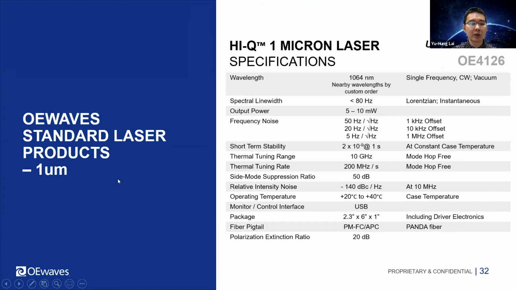So here I also want to show the 1 micron laser product. For example, this is a 1064 nanometer laser, and we have a spectral linewidth of less than 80 hertz. This is a nominal value, and right now we can achieve a spectral linewidth smaller than 10 hertz. Our output power can range from 5 to 10 milliwatt, and this output power is in a fiber-coupled system. The short-term stability can achieve 2 times 10 to the minus 9 at 1 second. And this can be further improved if we lock our laser to some reference cavity or some reference lasers as well.